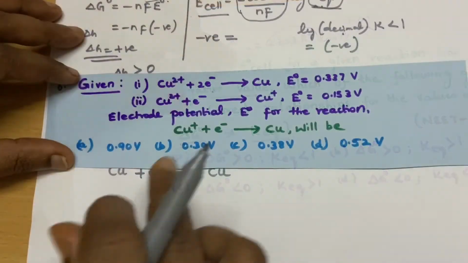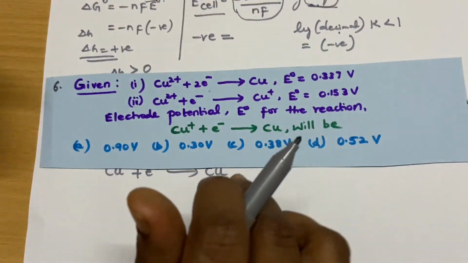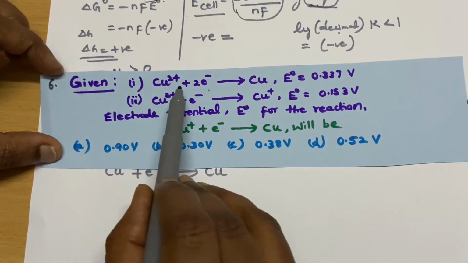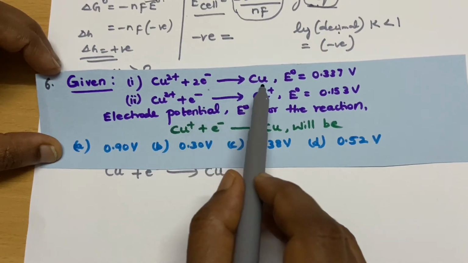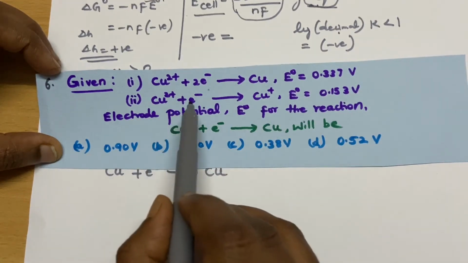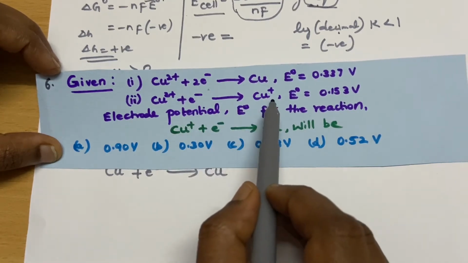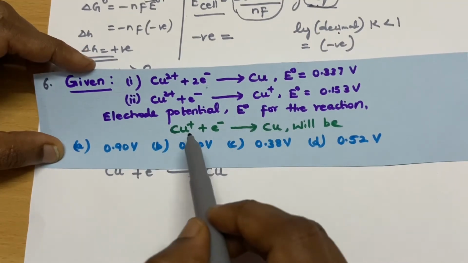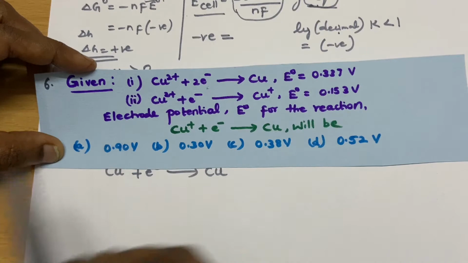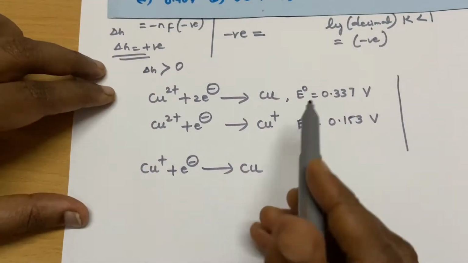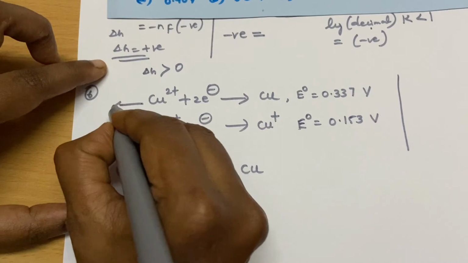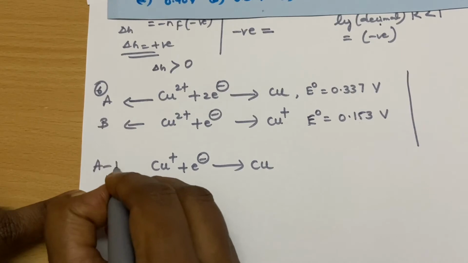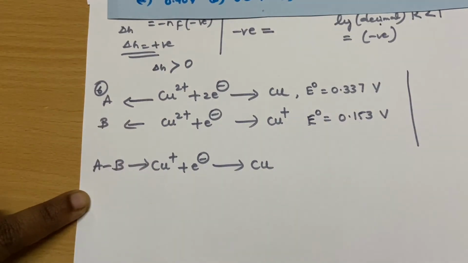So this is the question where we are going to apply that trick. I told you before. Given the copper 2 plus ion plus 2 electrons gives copper, its electrode potential is given, and copper 2 plus plus 1 electron gives copper plus ion, for this the electrode potential is given. We have to find out the EMF of this reaction. See, if I label this reaction as A and this reaction as B, you can see that by doing A minus B, I will get this equation.